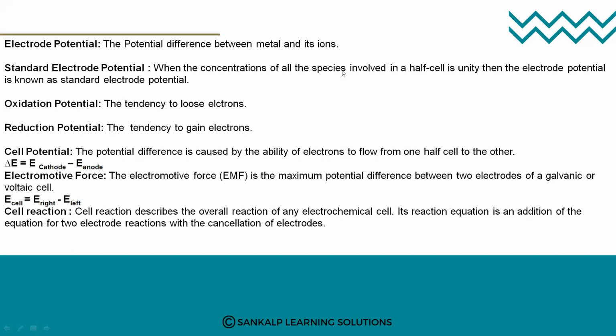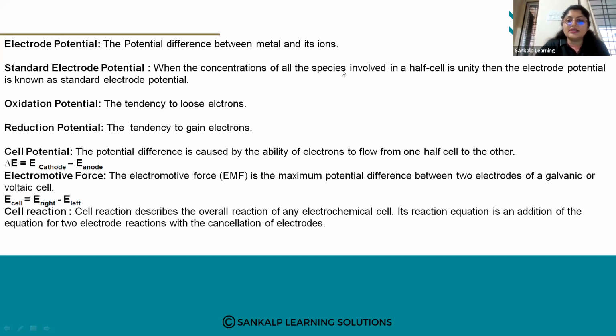So what is standard electrode potential? In that, the concentration of all the species involved in the half cell reactions will be equal to unity. What do you mean by unity? Unity is equal to 1. Then it is called standard electrode potential. What is oxidation potential? The tendency to lose electrons is called oxidation potential. Then reduction potential is the tendency to gain electrons.